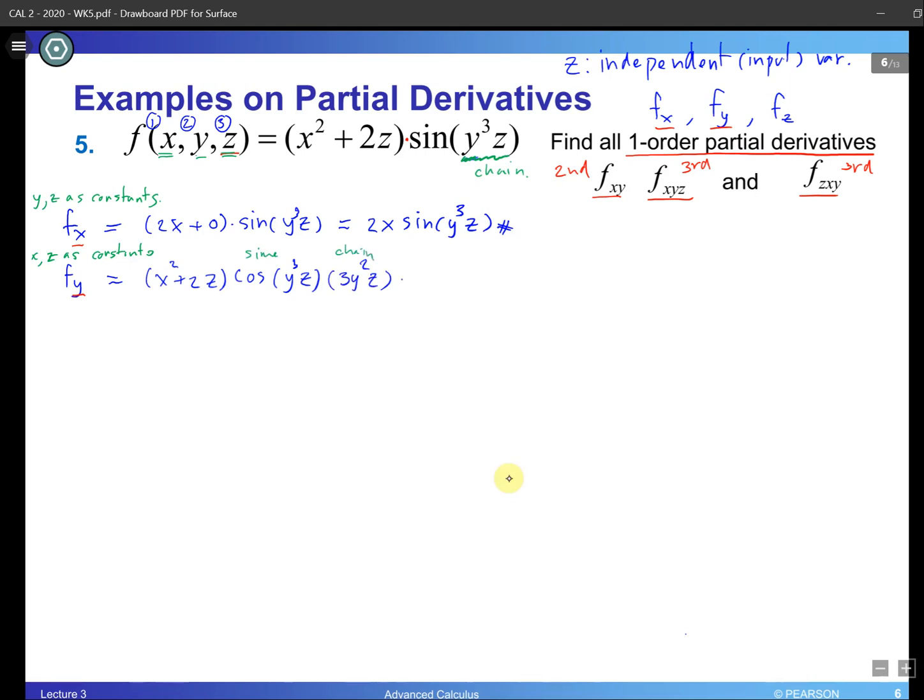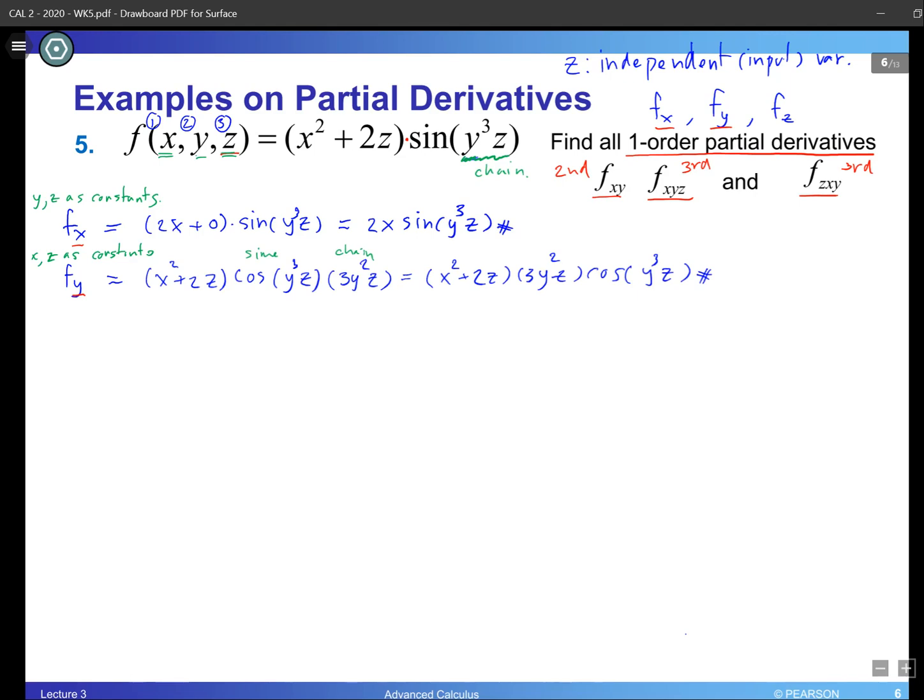Okay, so in the end I have this term which is equal to x squared plus 2z times 3y squared z times cosine of y cubed z. And that is the answer for the second first order partial derivative with respect to y.